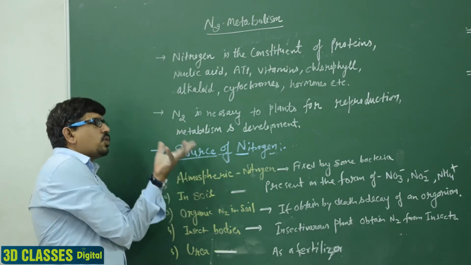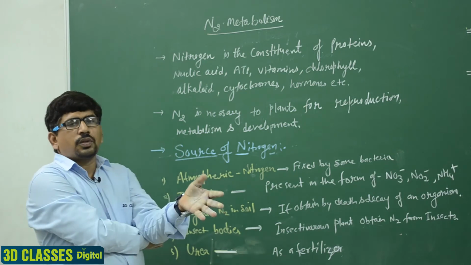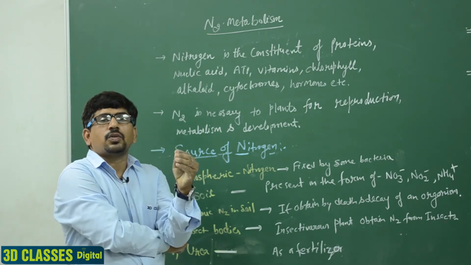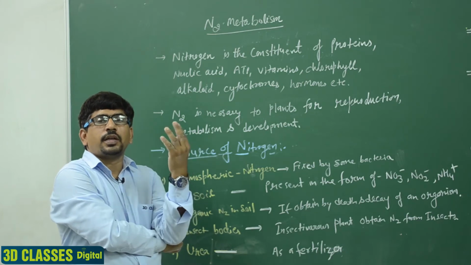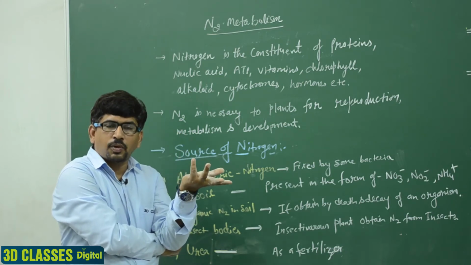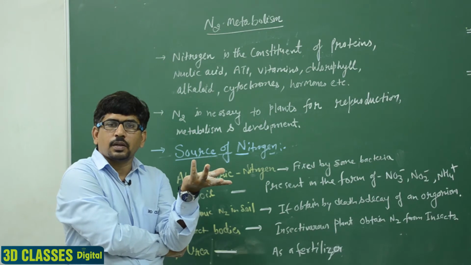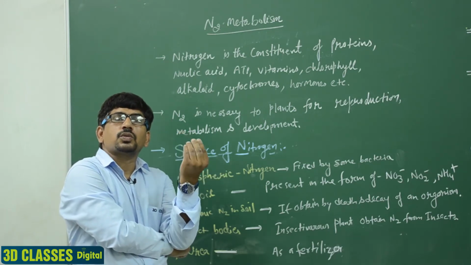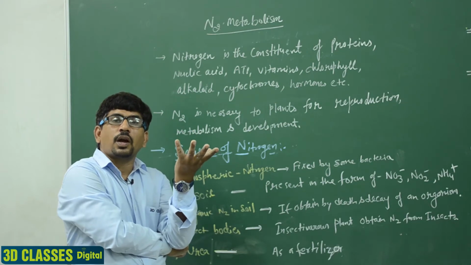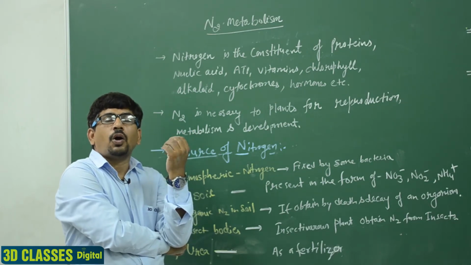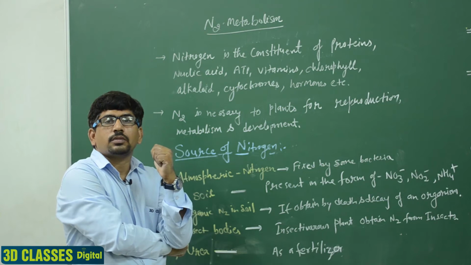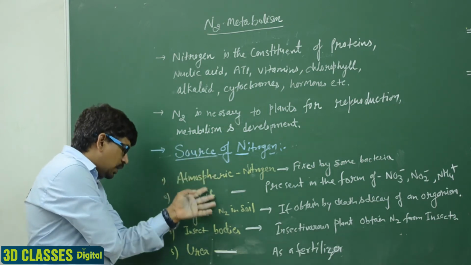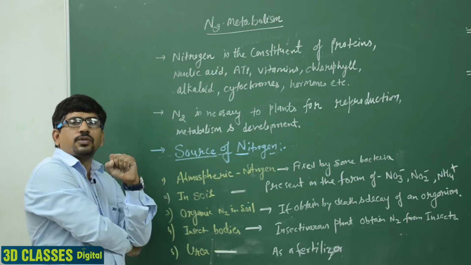Then we discuss the source of nitrogen. What is the source of nitrogen in the earth? We know very well the source is the atmosphere, which is 70% nitrogen, the maximum amount of the gases in the atmosphere. But what is the source of nitrogen for plants, how do plants take up nitrogen? So these are the 5 sources of the nitrogen.